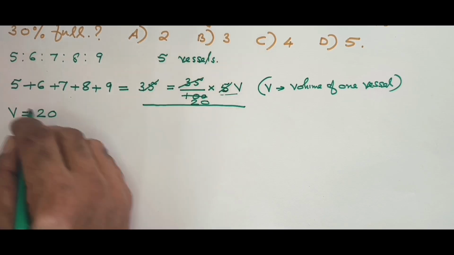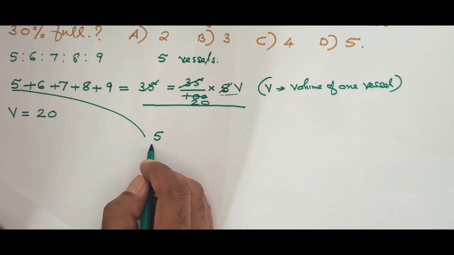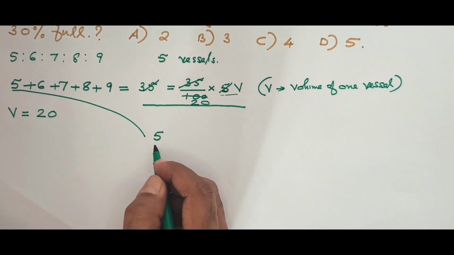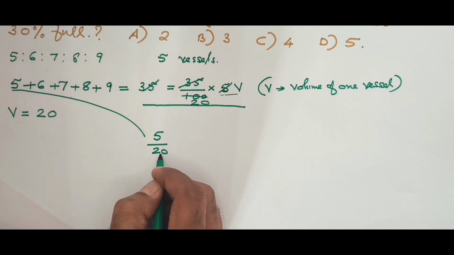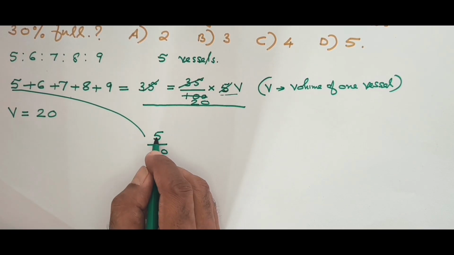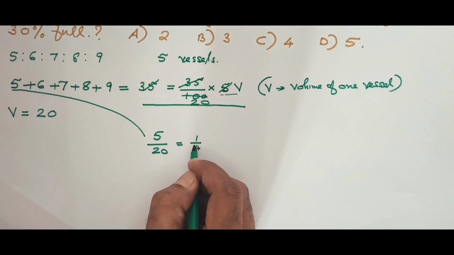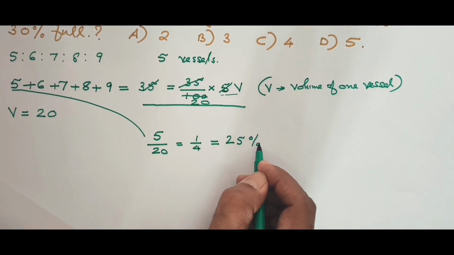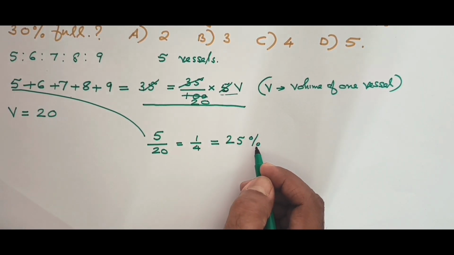Now take the first vessel. It has 5 liters of water and the volume of the corresponding vessel is, in fact corresponding doesn't make sense, all the vessels are of the same capacity. So if you take the first vessel, 20 liters is the volume of the vessel and it has 5 liters of water. Obviously, this shows the vessel is 1/4 full. 1/4 is nothing but 25%. So what does that imply? The first vessel is 25% full.